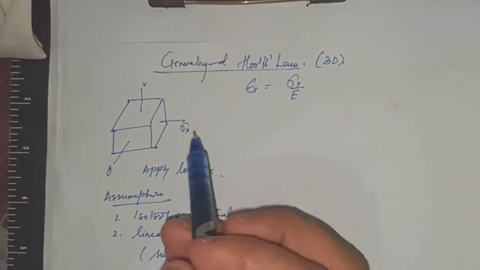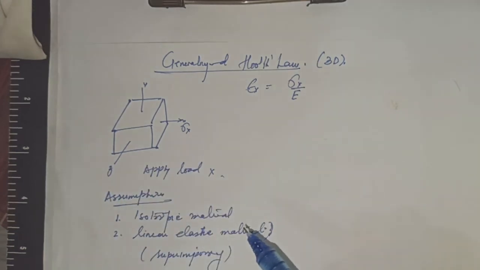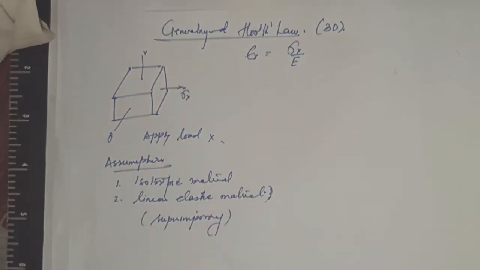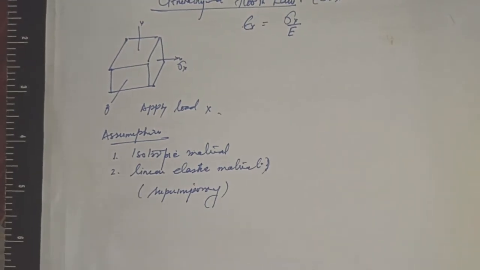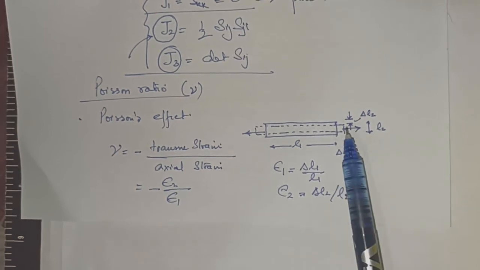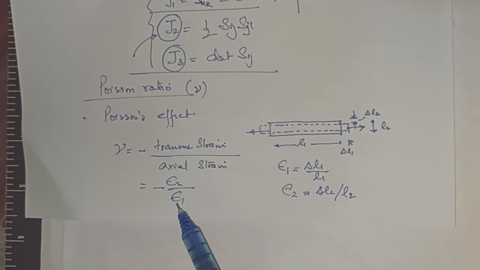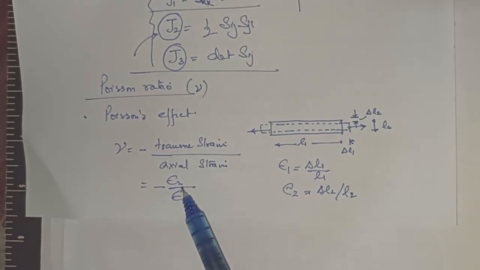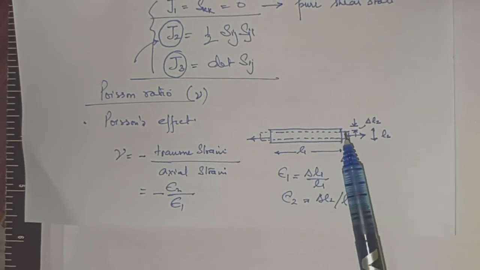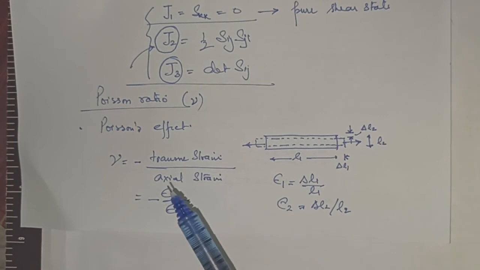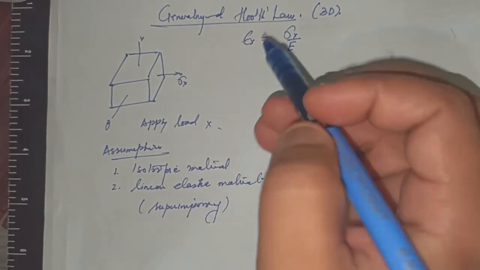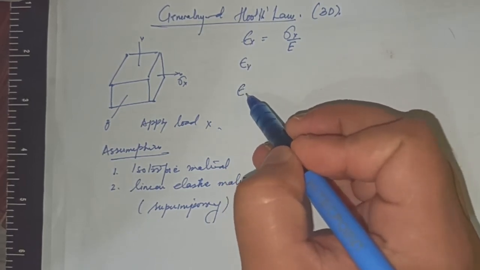But once you load your material along x, due to the Poisson's effect, you will get strains in the other two directions also. As I have applied only a linear load along one particular direction, I got two strains, epsilon 1 and epsilon 2. Epsilon 1 was axial, epsilon 2 was the non-axial or transverse strain. So on the application of a linear load along one direction, you get strain in the other directions also, and this is what the Poisson's effect is. So you will have epsilon y also, and epsilon z also.